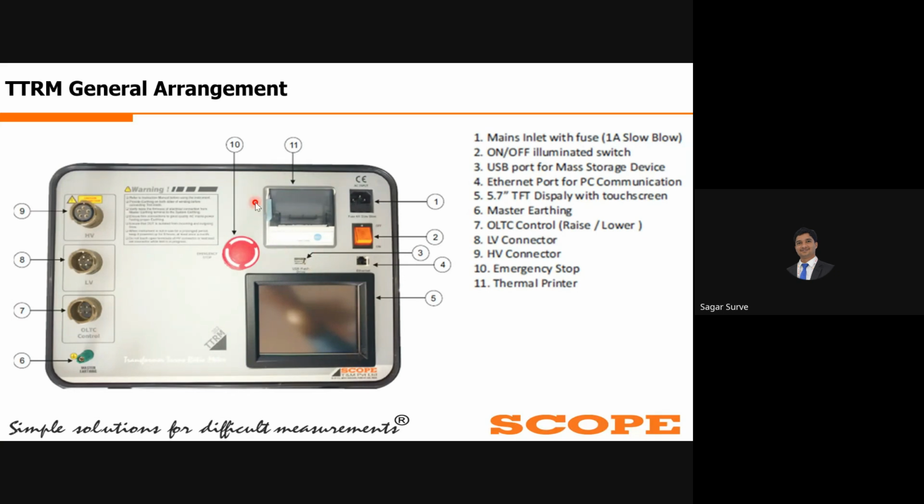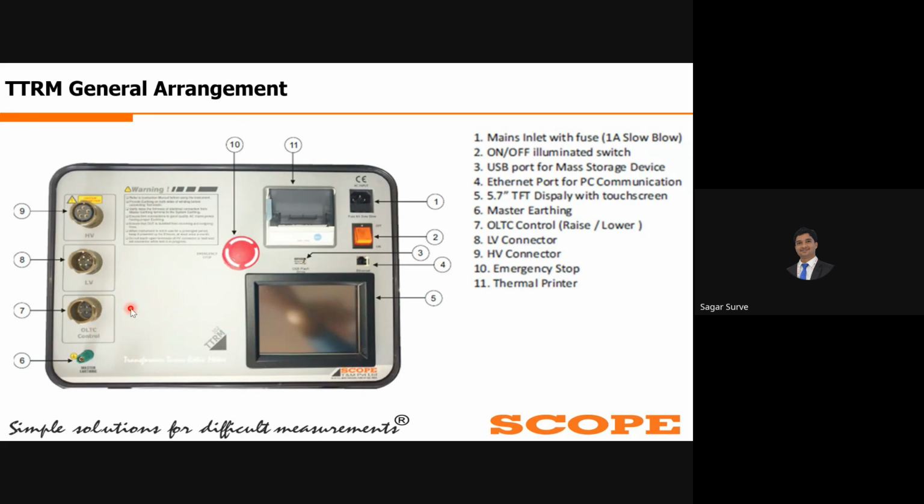There is also an emergency stop switch. In case of any abnormality, we can press this emergency stop to abort the test and save the instrument or the person using it. The instrument comes with a large touchscreen display. And at the other end, we have the output: the HV terminals, LV terminals, and OLTC control.